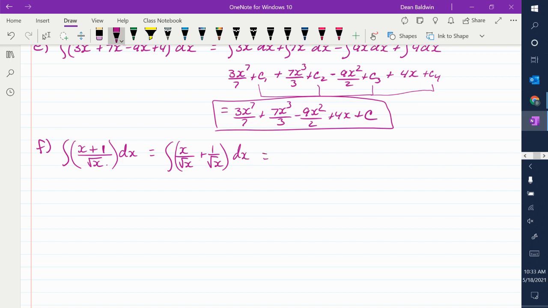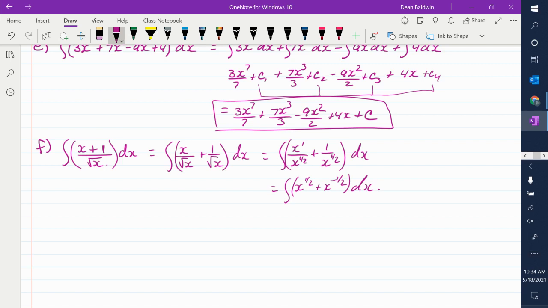Again, we don't like root x's. So it's over x to the 1/2. If you're dividing variables, what do you do with the exponents? Subtract them. So this is 1 minus 1/2, so it becomes x to the 1/2. I'm going to flip that one up. So that's what we're actually doing.